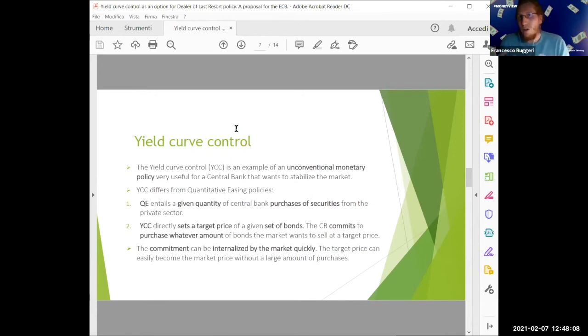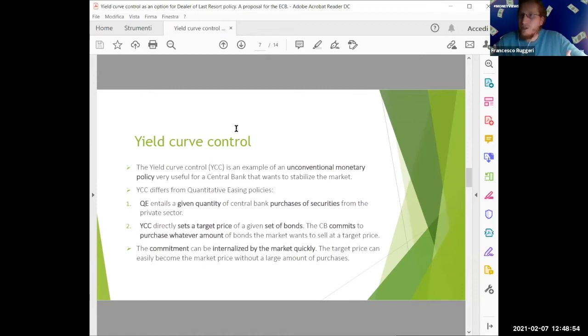Now, yield curve control, I think, is a very good way for a central bank to implement a market maker of last resort program. Why? First of all, yield curve control differs from quantitative easing policies, because quantitative easing entails a given quantity of central bank purchases of securities from the private sector. Basically the central bank decides an amount and the period in which they want to distribute this amount, and then starts to make these purchases. You can see the quantitative easing policy as a hammer that the central bank smashes on the yield curve, trying to put downward pressure along the whole yield curve.